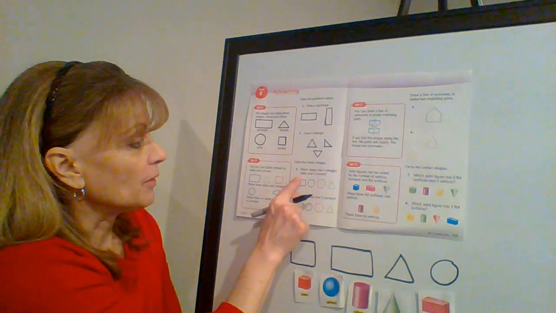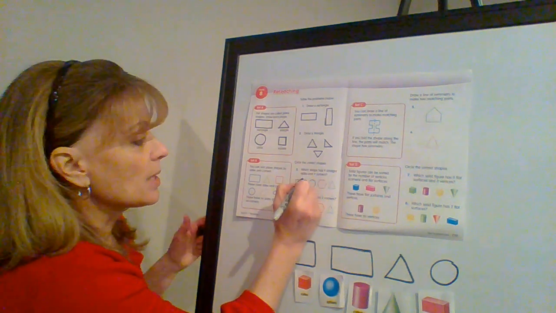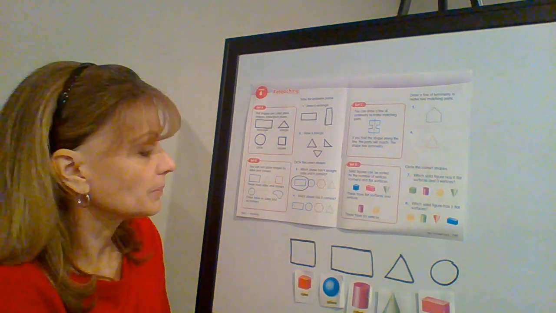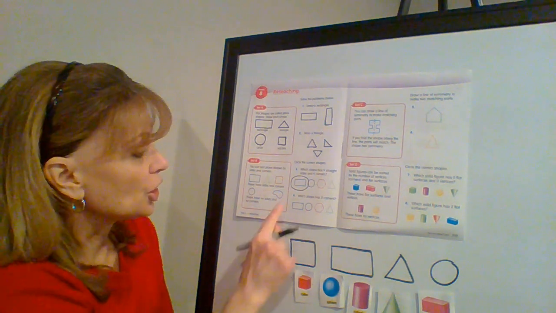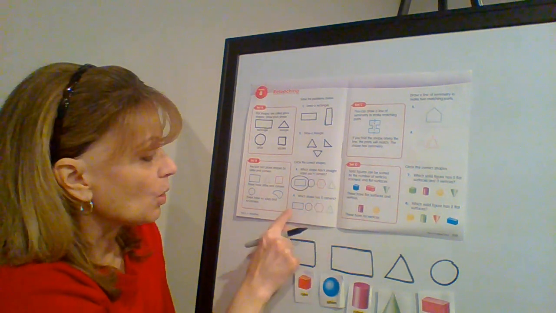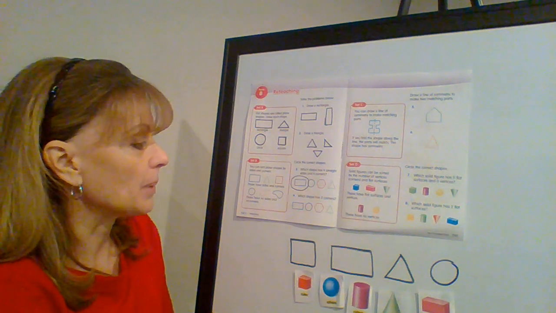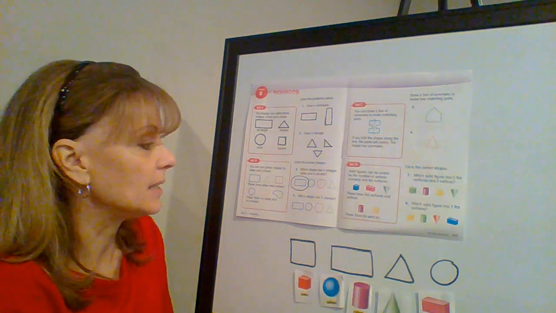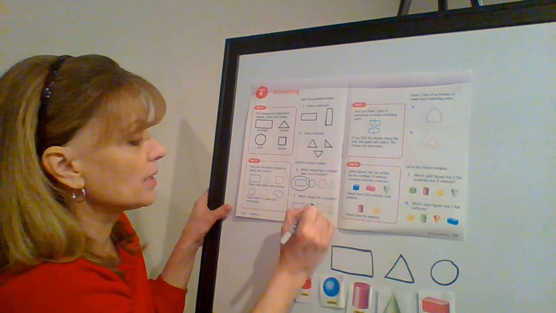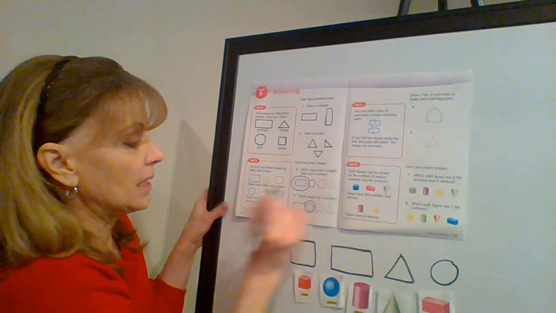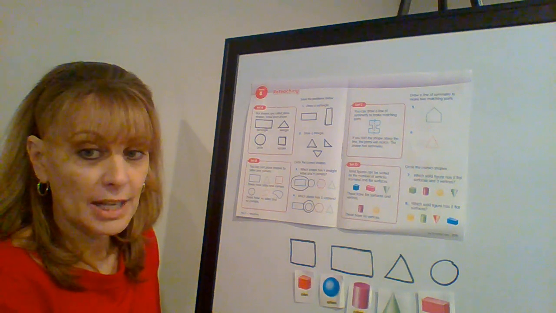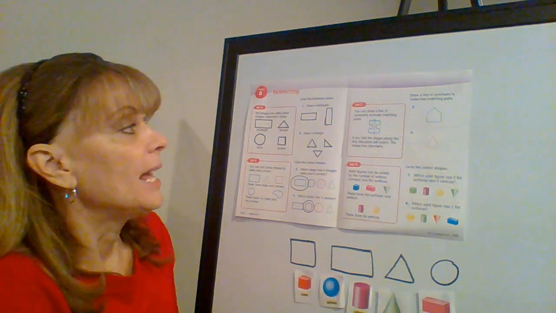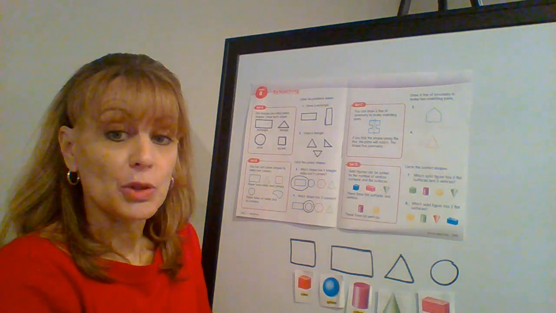1, 2, 3, 4. You should have circled the rectangle. Which shape has 0 corners? Looking at those 4 pictures, which one has 0 corners? Of course, it's the circle. How'd you do? Good job. Okay. Then we talked about symmetry.